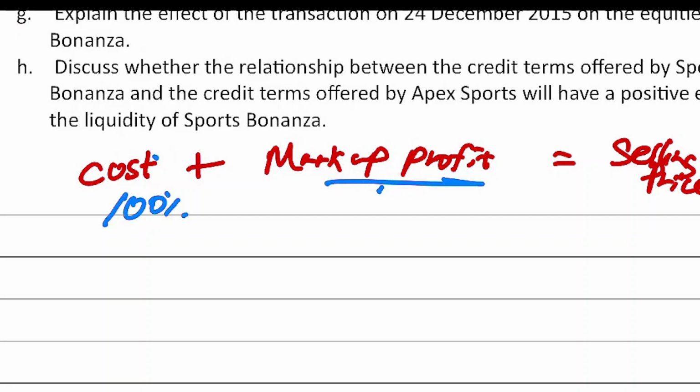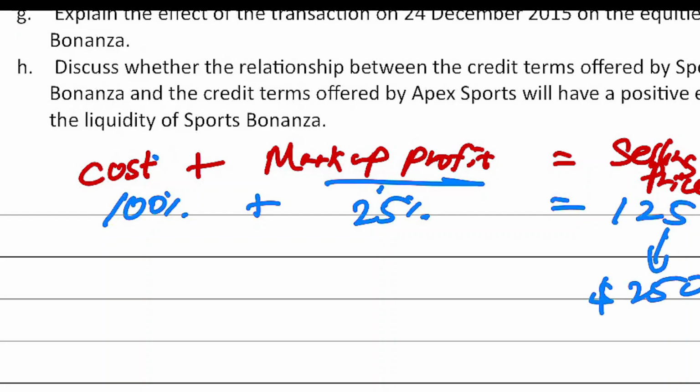So that cost will be equivalent to what? 100%. Why? Because we are getting a percentage from the cost. So markup in this case is 25%. So selling price is equivalent to how much? 125%. Then 125% has been given to us, right? Which is how much? $250. So then what we do is 250 is equal to 125%.